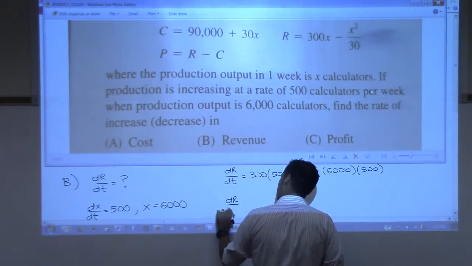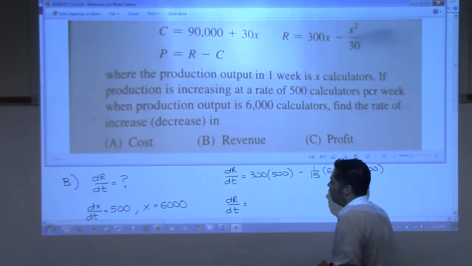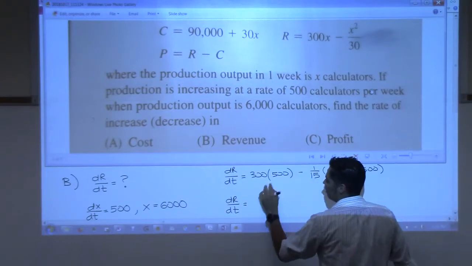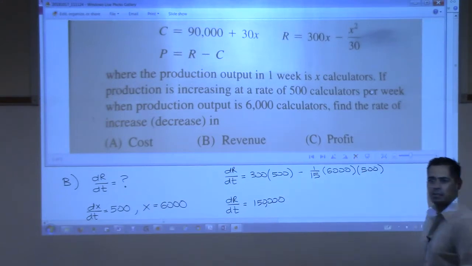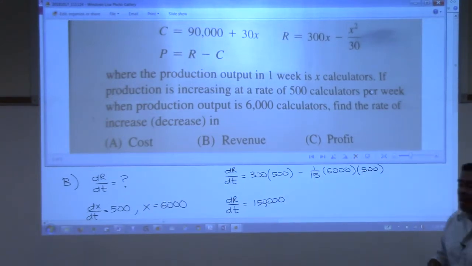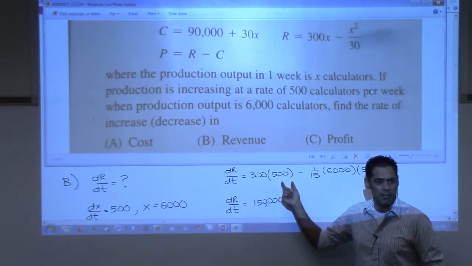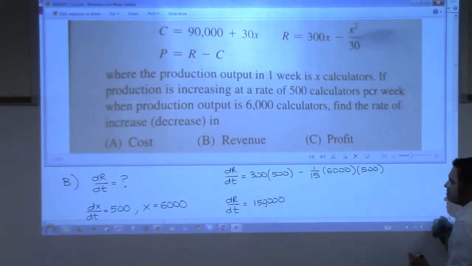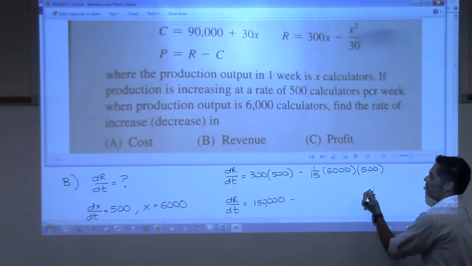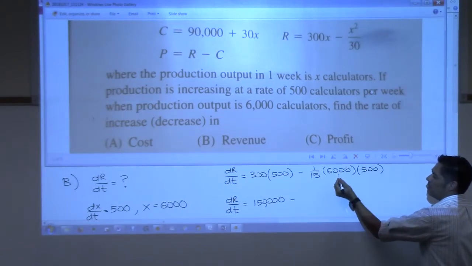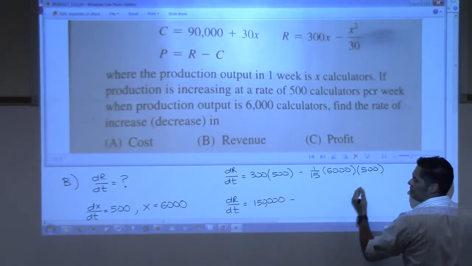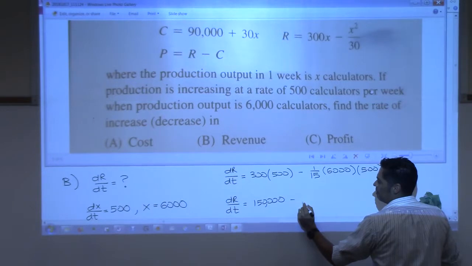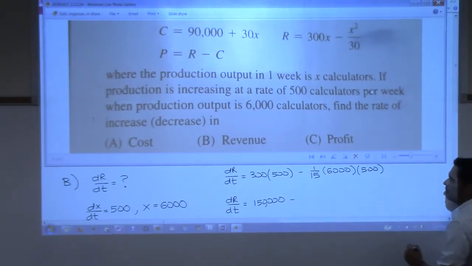dr dt is this right here. It's 150,000. That's different from the last problem. Wasn't it 30 times 500? This is 300 times. So it's 150,000 minus, now someone go ahead and help me get this here. This is 400? Yeah, 400. So is this 3 million? Hold on. Did you divide by 15?